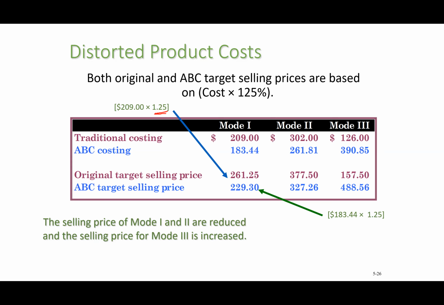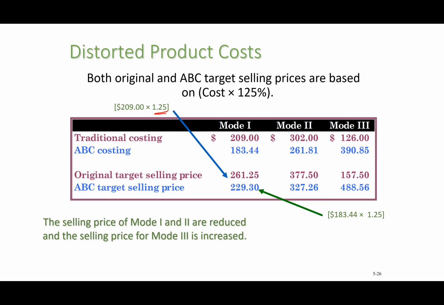And you overpriced your Model 1. If your competitor does ABC and you do traditional costing, let's say your competitor priced Model 1 at 229, and you price it using the traditional system, you price at 261 here, then obviously your customer is not going to buy from you. They're going to go buy from your competitor, which only priced Model 1 at 229. On the other hand, for Model 3, your price is only 157.50, and you should have priced at $488.